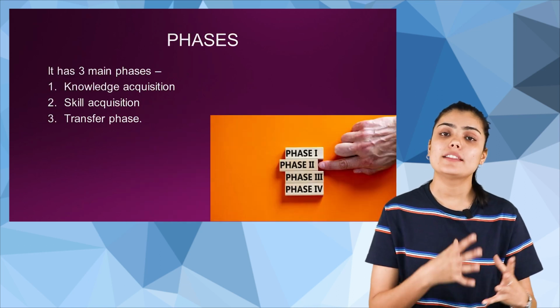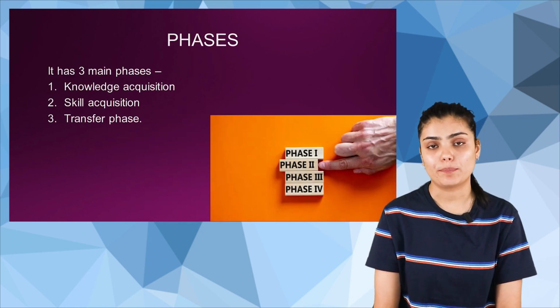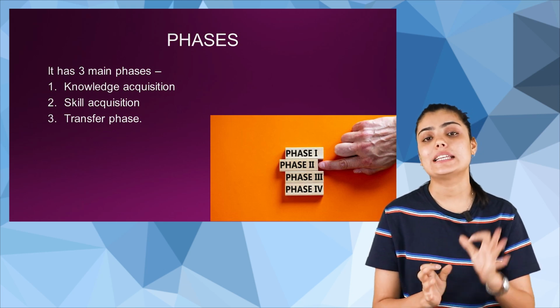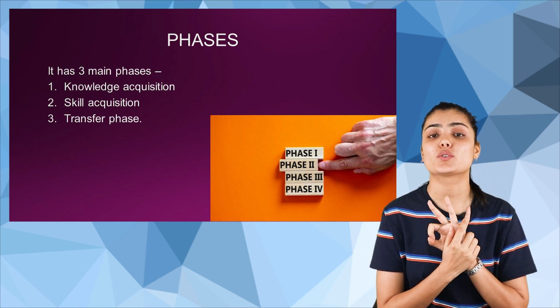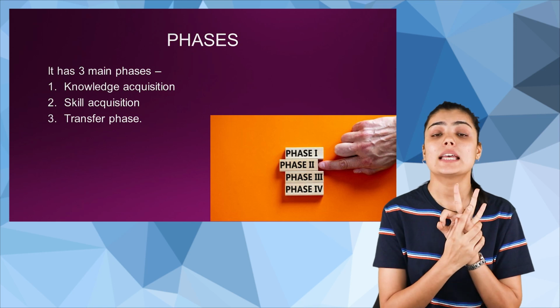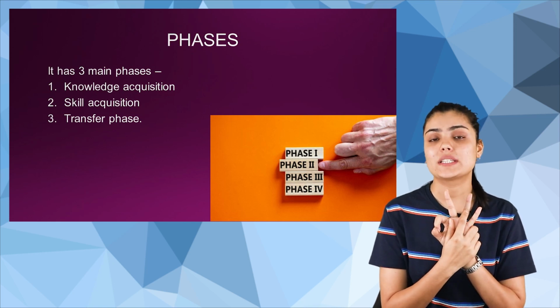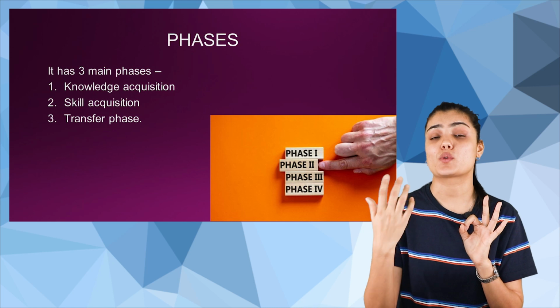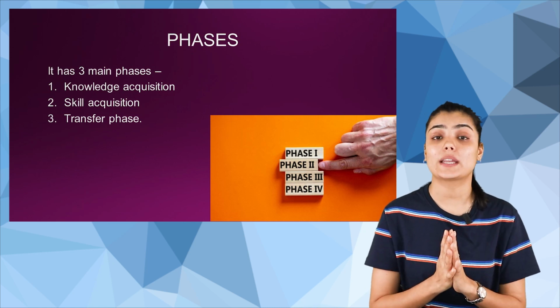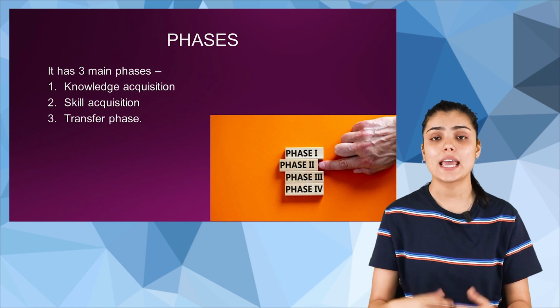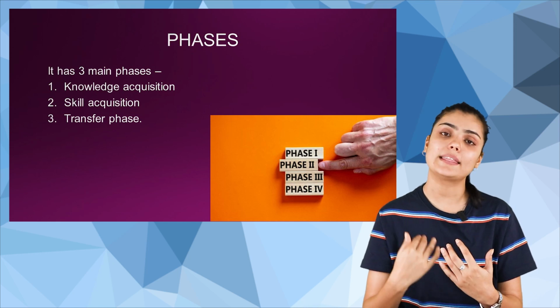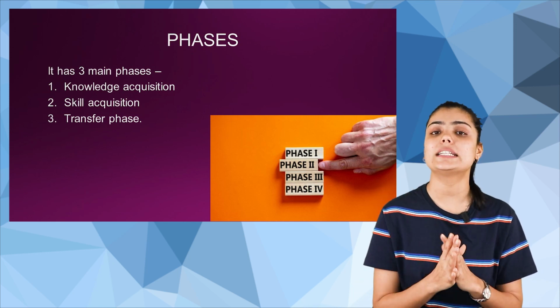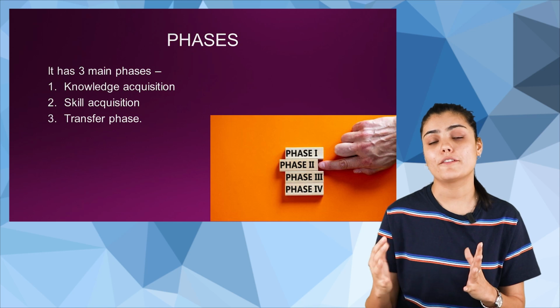Let us now see the phases of micro teaching. So micro teaching has basically three phases. The first one is knowledge acquisition phase. The second one is skill acquisition phase, and the third one is transfer phase. So from the term itself, you can understand: knowledge acquisition phase, then skill acquisition phase, and then transfer phase. Let us see in detail what are these three different phases.